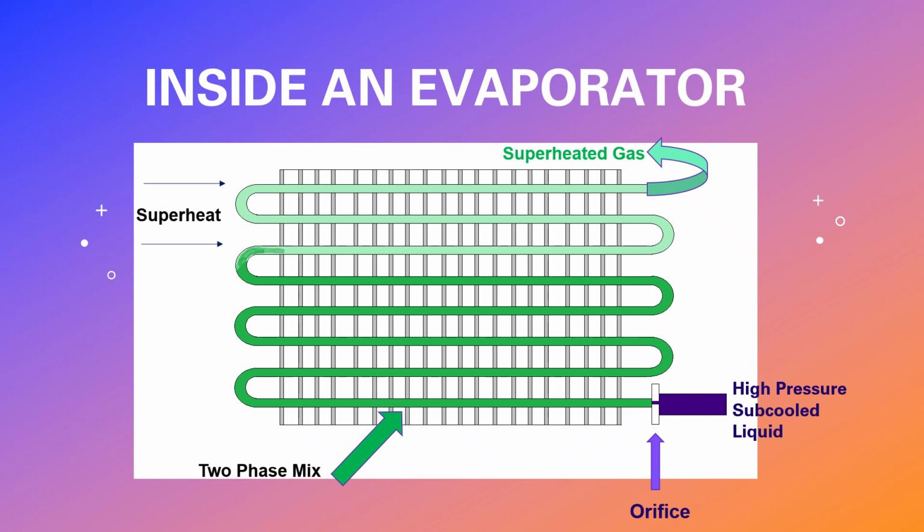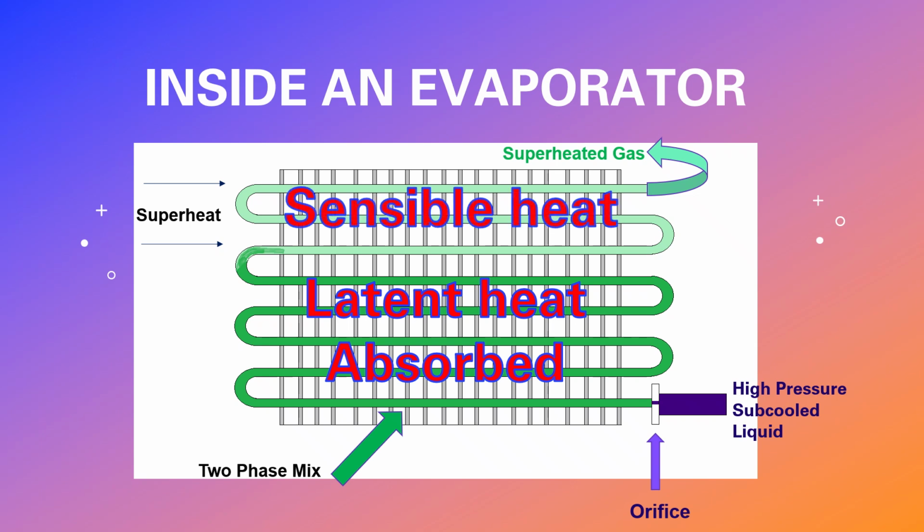That portion of the coil is where we're doing the superheat. In this area of the coil is where all the latent heat is absorbed, and that part there is where the sensible heat is, hopefully the superheated gas, so we're not passing any liquid back to the compressor.